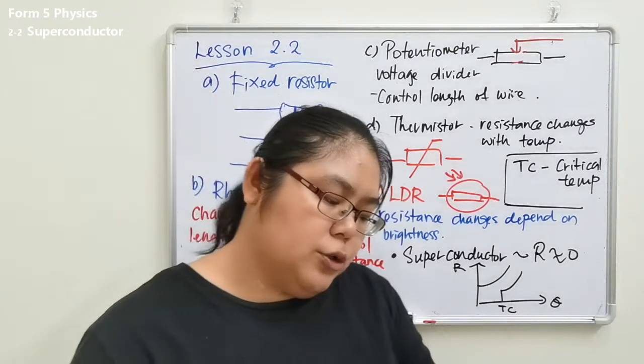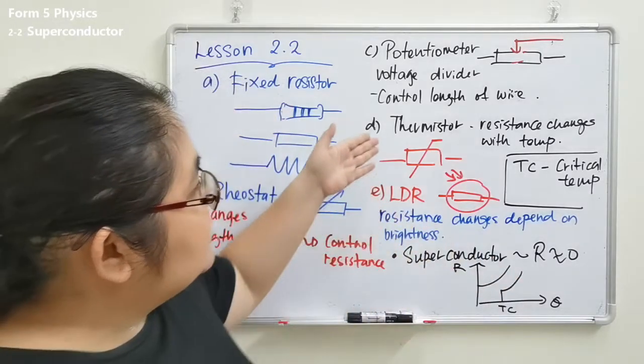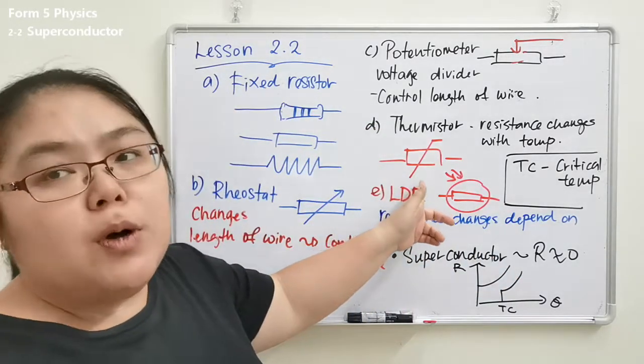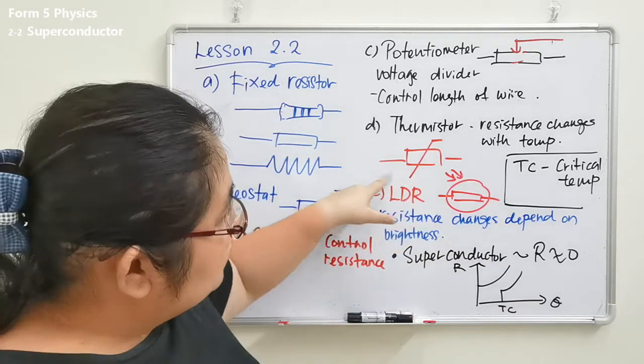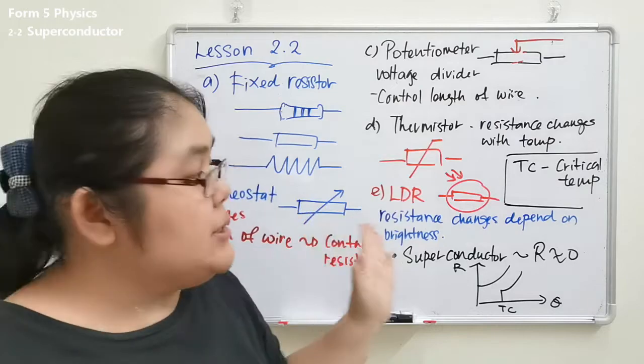Okay, next we go to the D. D is a thermistor. You see the symbol is almost the same as the resistor, but you add one more line up, then flat. This one is a thermistor.